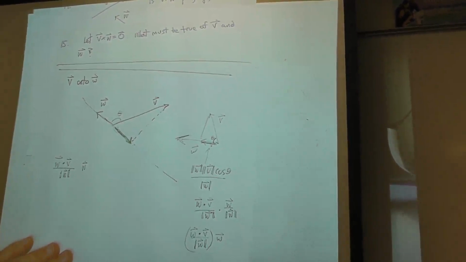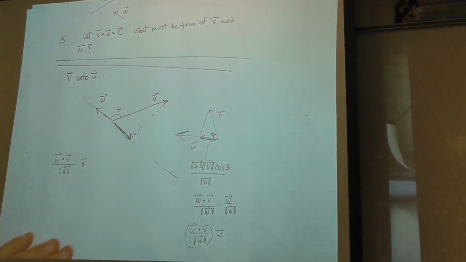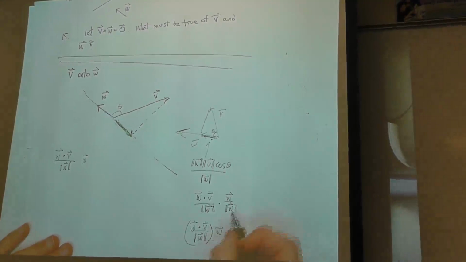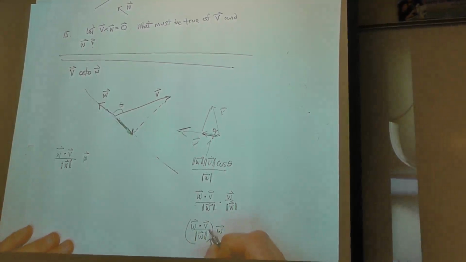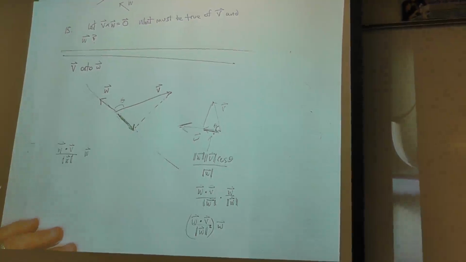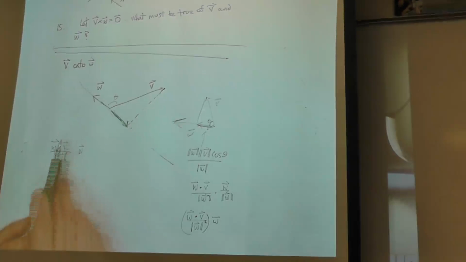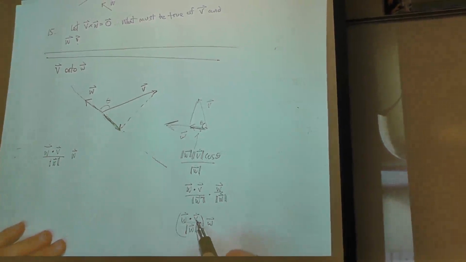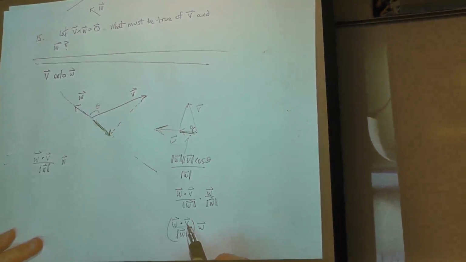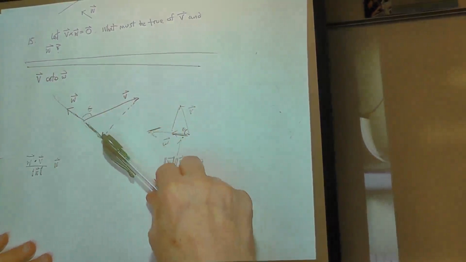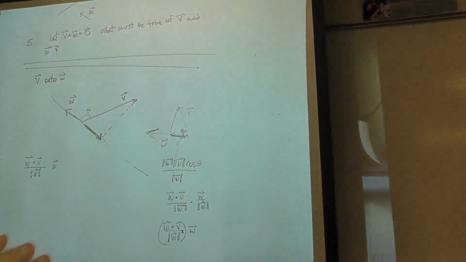Yes, the magnitude squared on the bottom. I just forgot to square it there. And if the picture looks like this, your W dot V is going to be negative, and that's because you're going in the direction opposite to W.